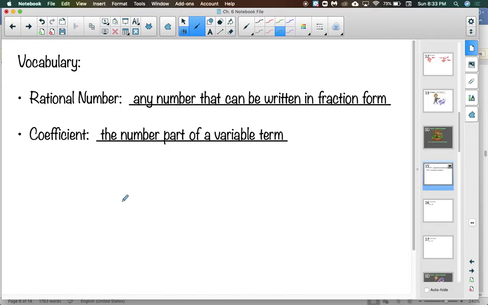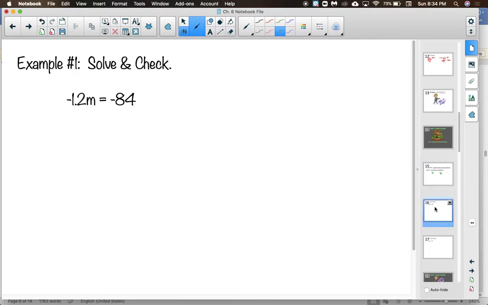So if we put those two definitions together, we would get a rational coefficient, and that's maybe a repeating decimal in front of an x, for example, or a fraction like 1/3 in front of the letter y. So those would be rational coefficients. Okay, let's solve some problems that have coefficients like that.